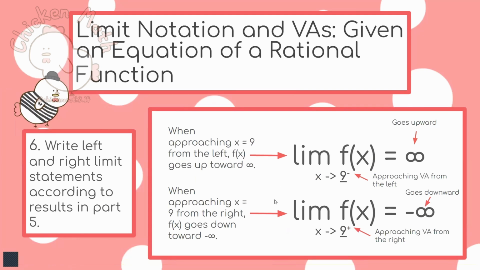And then we're just going to take all this information and put it into limit notation. So if we break it down, our vertical asymptote is x equals 9, so x is going to be approaching 9.